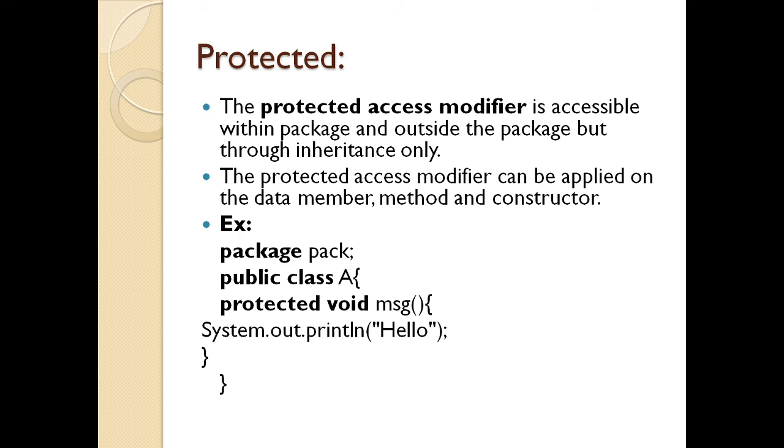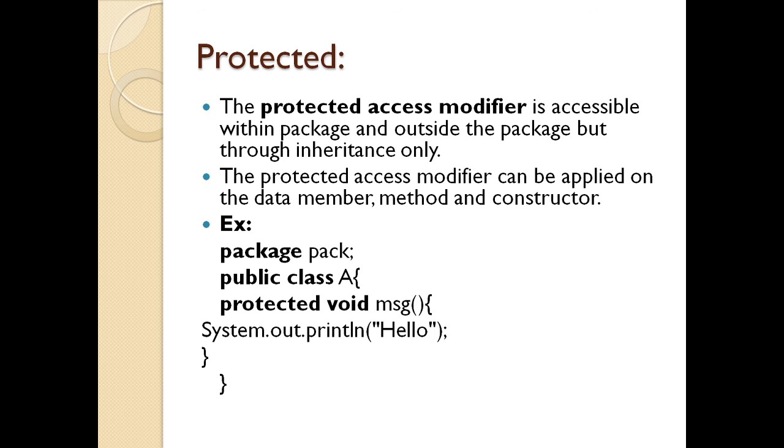Then last is protected. The protected access modifier is accessible within the package and outside the package, but only through inheritance. Only the base class members or functions can be accessed by the child class and not otherwise. The protected access modifier can be applied on data members, methods and constructors. And I have specified the example here, protected message.